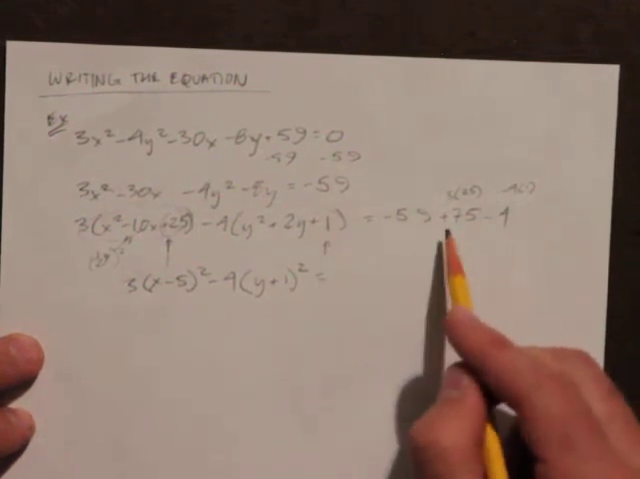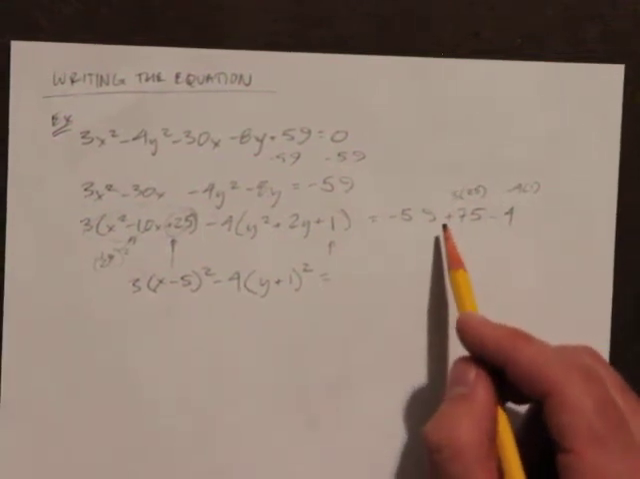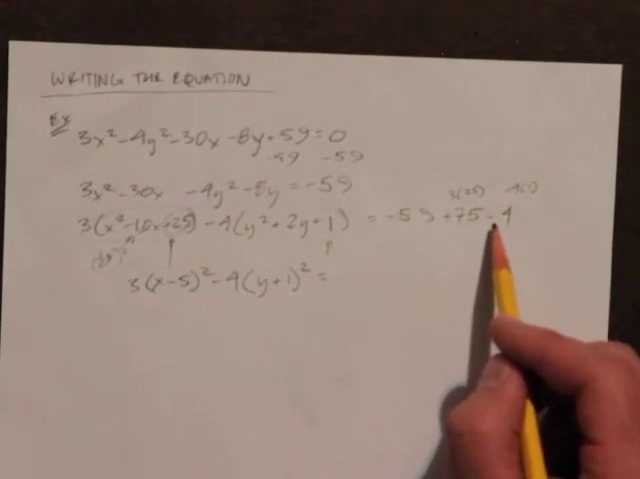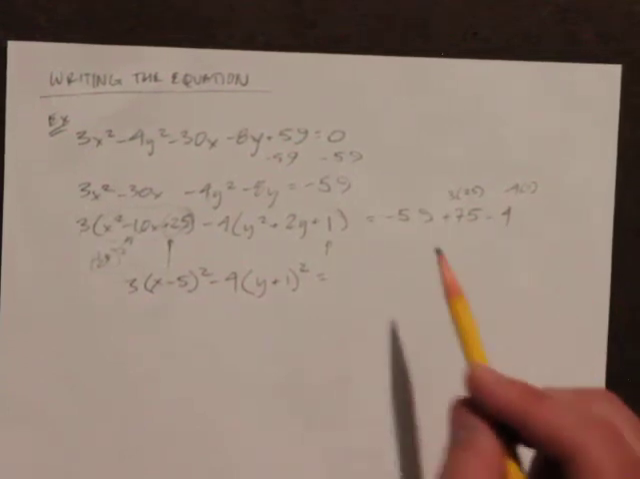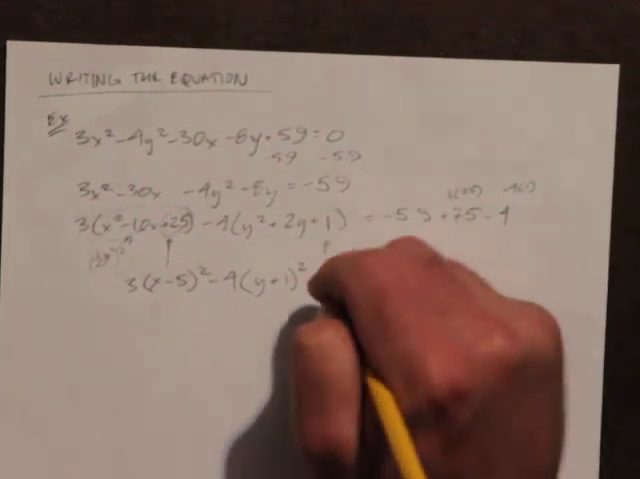Equals, now I've got to add all this stuff up. So negative 59 plus 75 minus 4 is going to get me 12. Positive 12.